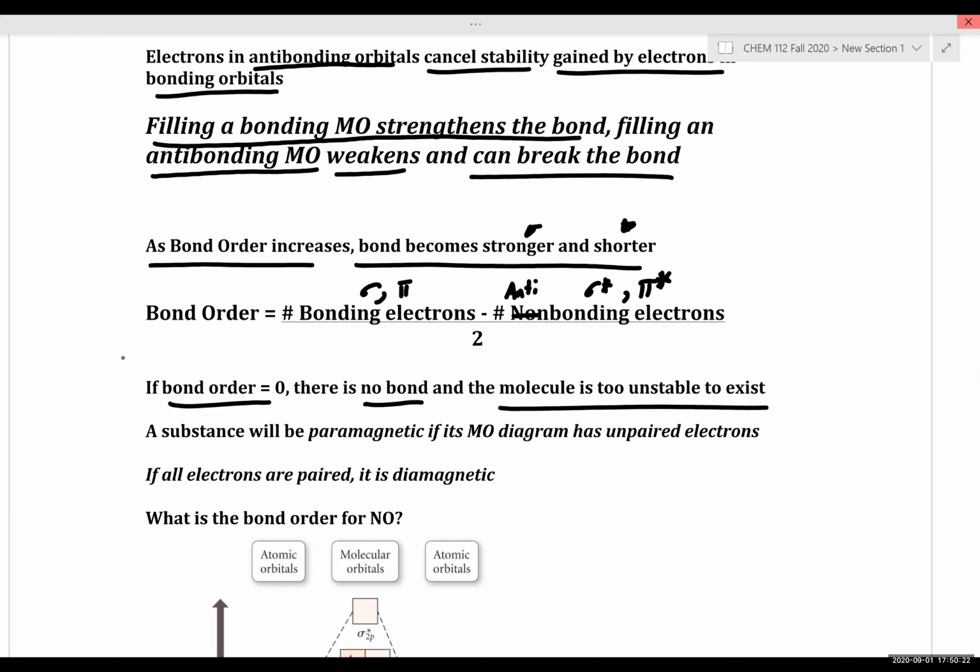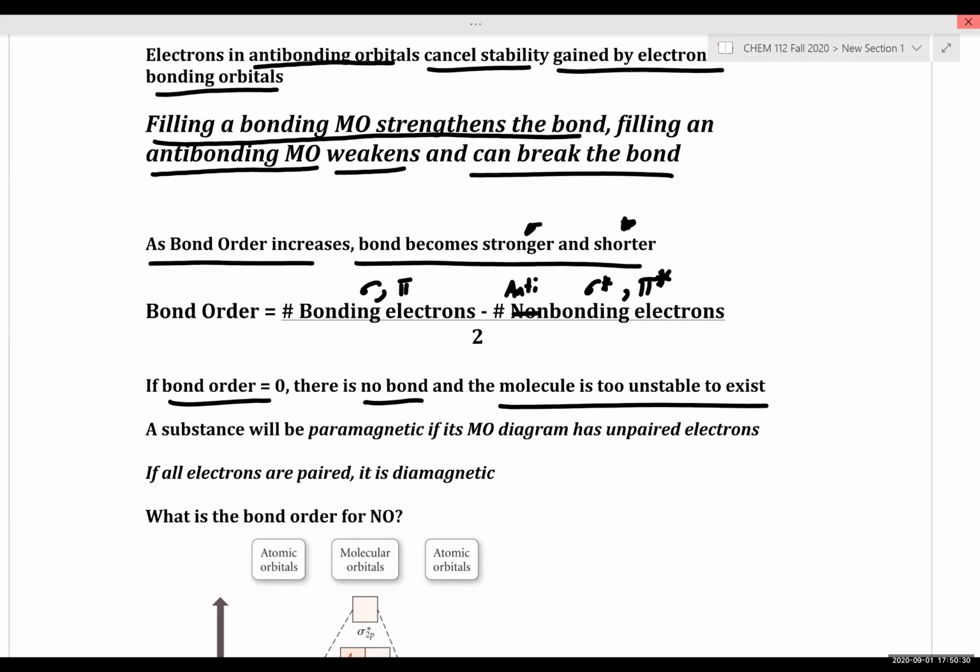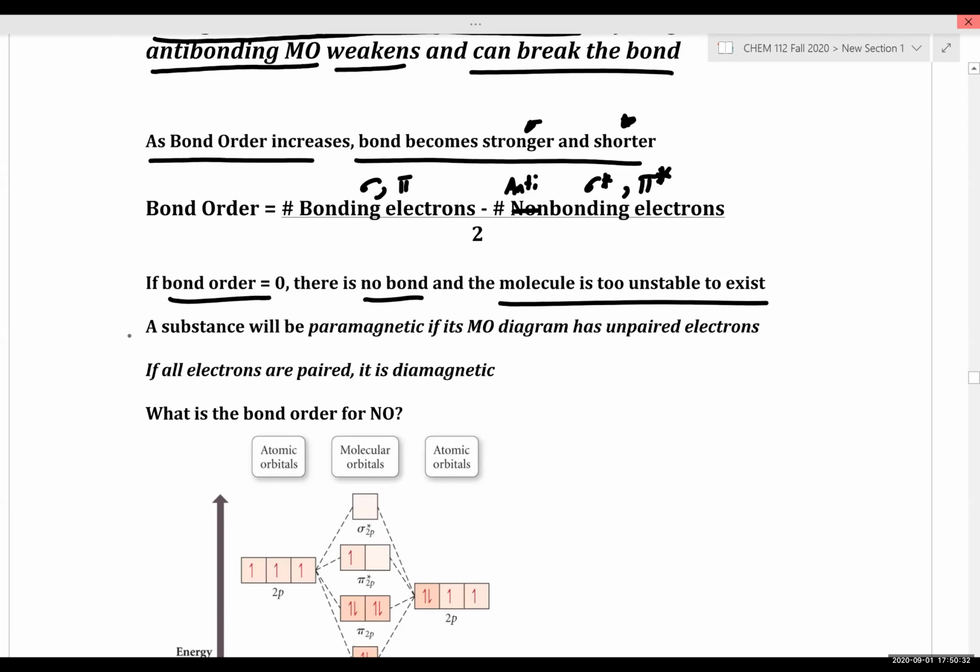Now, there are two more terms that we often invoke when we talk about these molecular orbital pictures. The first of which is this idea of paramagnetic and diamagnetic. A substance is considered paramagnetic if its molecular orbital diagram has an unpaired electron. If all electrons are paired, it's known as a diamagnetic molecule.